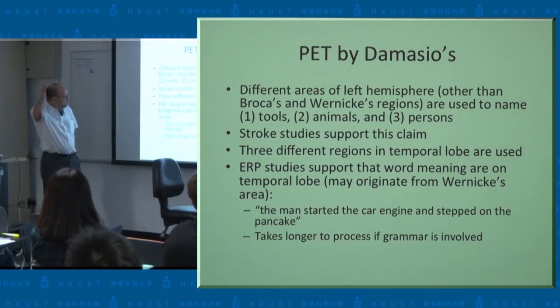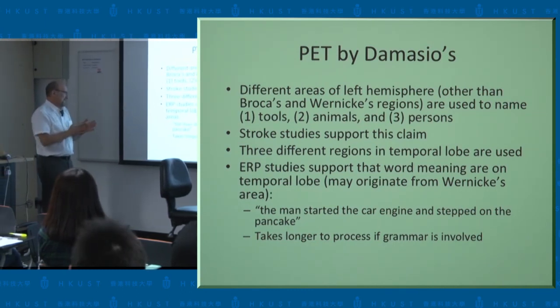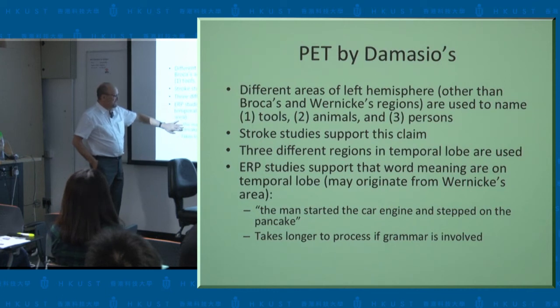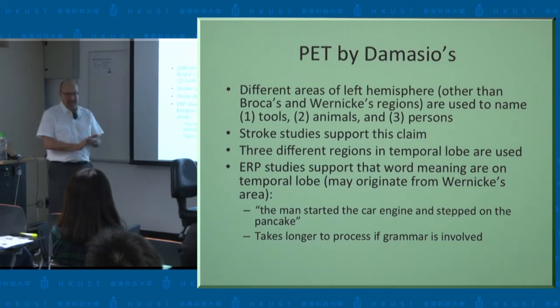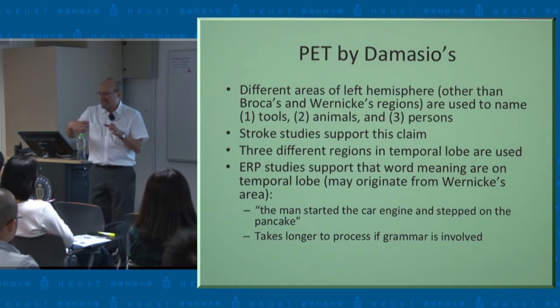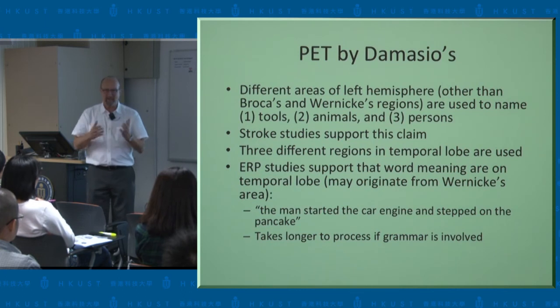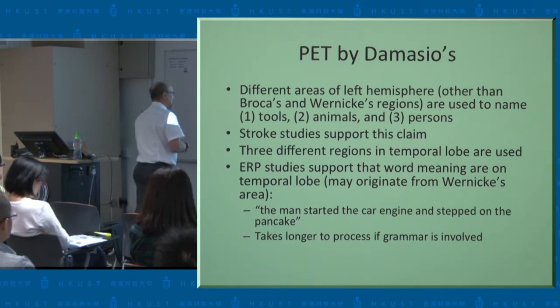And there are several different regions of the temporal lobe. There was an interesting individual who had a stroke that was messing up tools and other things. And he said, "The man started the car engine and stepped on the pancake." Well, it's a flat thing, okay? It's the pedal, but he stepped on the pancake because it's a flat thing, and that was good enough. And the person who said that had no problem, and they didn't think it was at all odd. It takes longer to process.